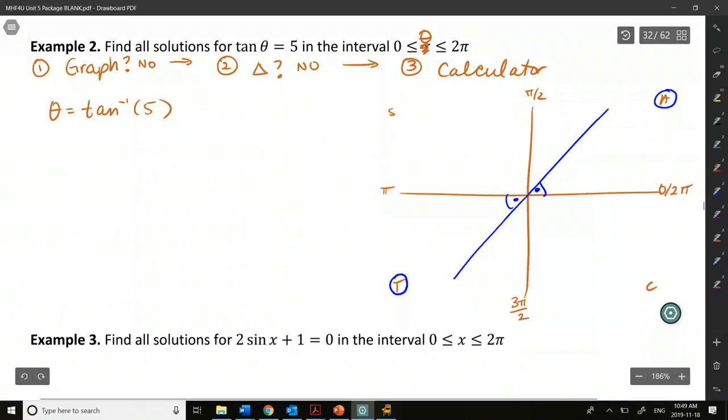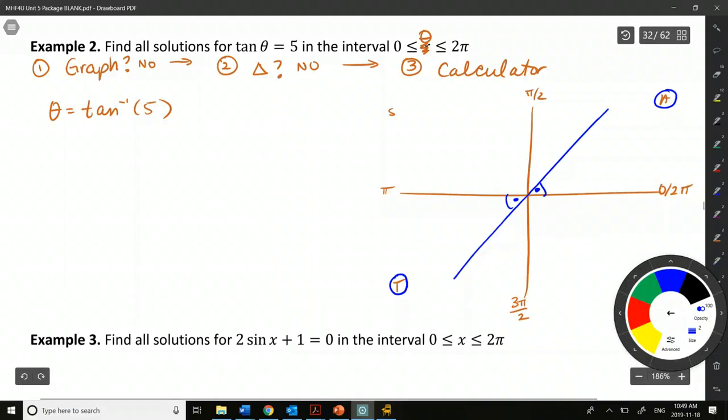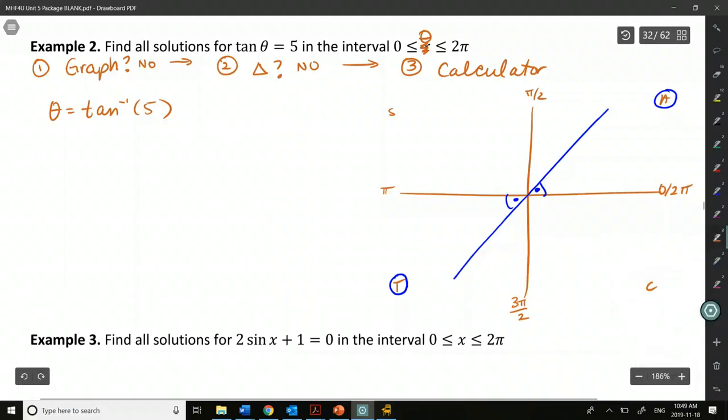Okay, so we're going to make sure that we're in radian mode. You cannot do this in degree mode. We're working in radians. So let's do tan inverse of 5. I'm sure some of you have done it already. What did you guys get? 1.373. Okay, so let's just say 1.373 radians.